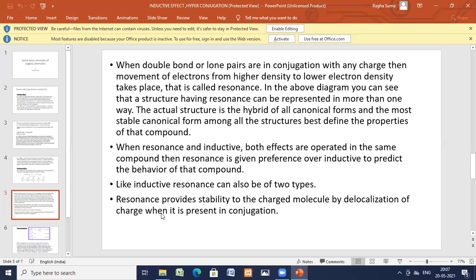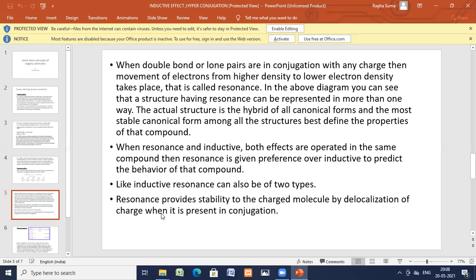So that is about the resonance effect, or the mesomeric effect. You can also call it the mesomeric effect. Here, the groups which increase the electron density of the carbon atom by mesomeric effect are known as electron releasing mesomeric effect, or simply plus M effect.